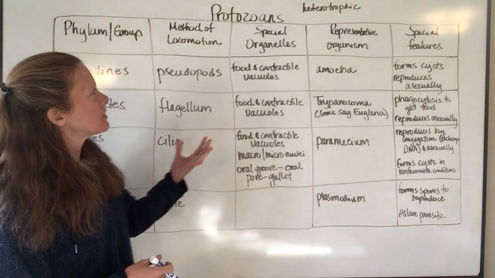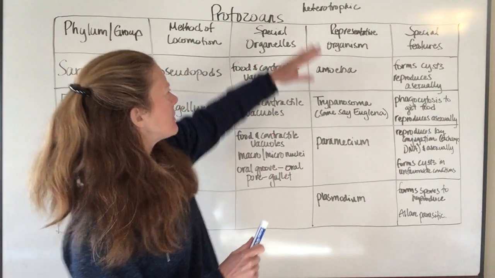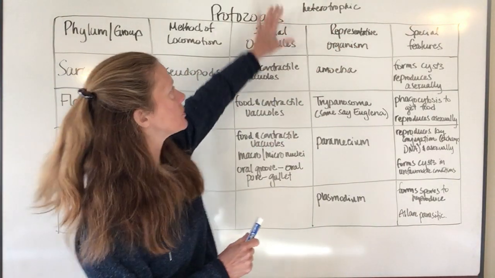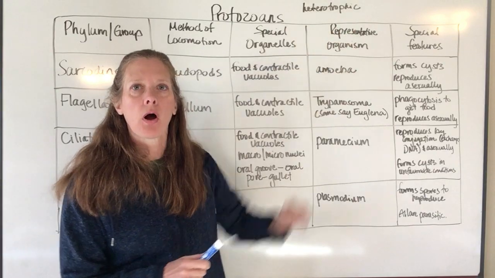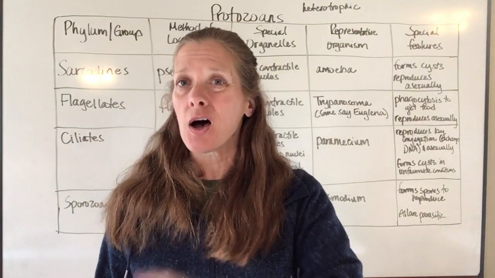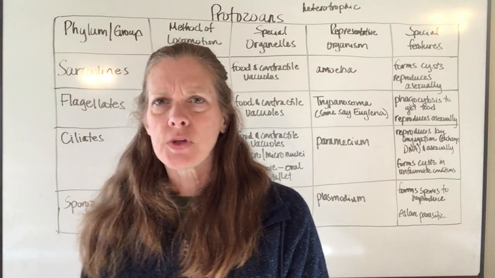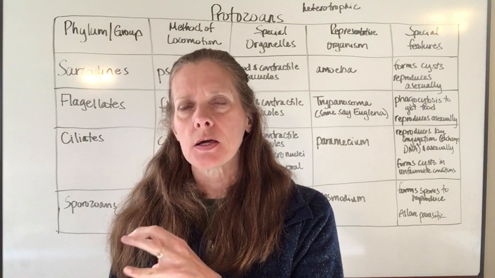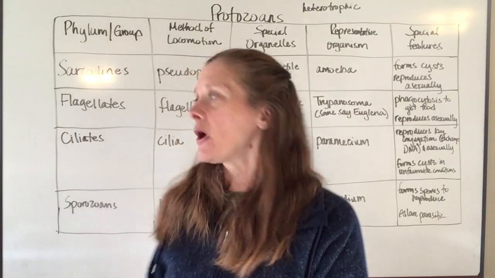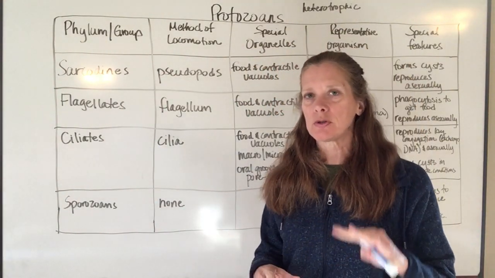So like I already mentioned, your protozoans are animal-like. I think I wrote it up too high on my board, but protozoans are animal-like, and they're also heterotrophic. So they're going to get their food in ways other than producing it themselves. These animal-like protozoans are classified according to how they move. We've got four main groups here, so let's go over each one of these groups individually.